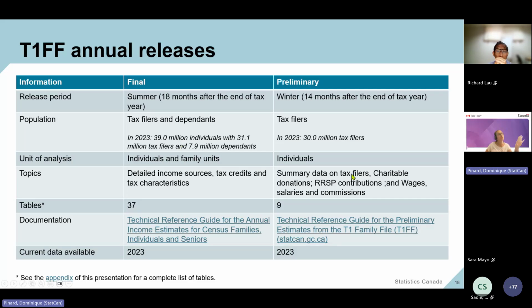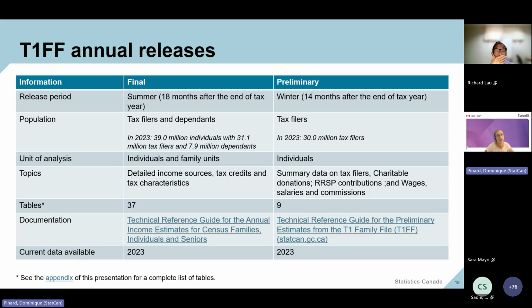Most recent, so this slide spends time describing a bit what is available from TIFF, so TIFF annual releases. There are two releases yearly on TIFF. In a usual year, there are two releases from TIFF. The first release usually takes place in the winter, and the second takes place in the summer.